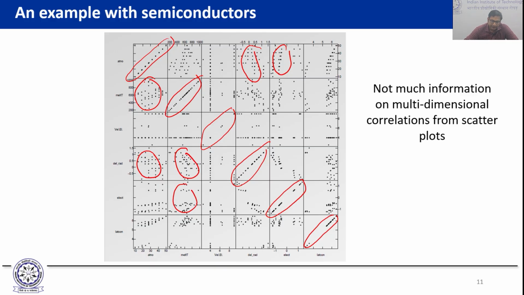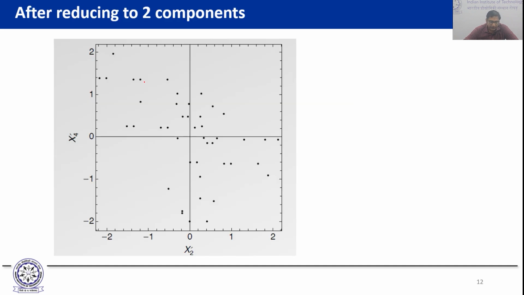So manually doing dimensionality reduction here is going to be a challenge, and that's why we start using something like principal component analysis. What I'm going to show you is what happens when you take the data and try principal component analysis with different numbers of components. Here we have reduced the problem to two components: an x2 prime component and an x4 prime component.